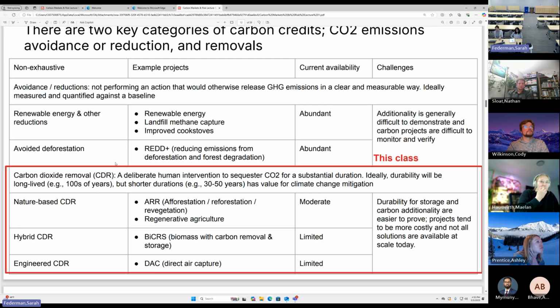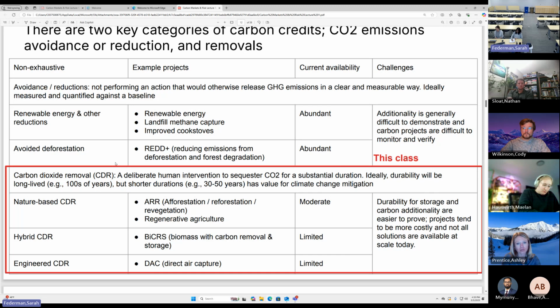Awesome. So by far the most abundant credits on the market today are avoidance and reduction. These are going to be things like renewable energy credits, improved cook stoves, landfill methane capture, or reducing emissions from deforestation and forest degradation, or REDD. These credits are abundant in the marketplace. They're usually relatively low priced. However, they face a lot of scrutiny for good reason.